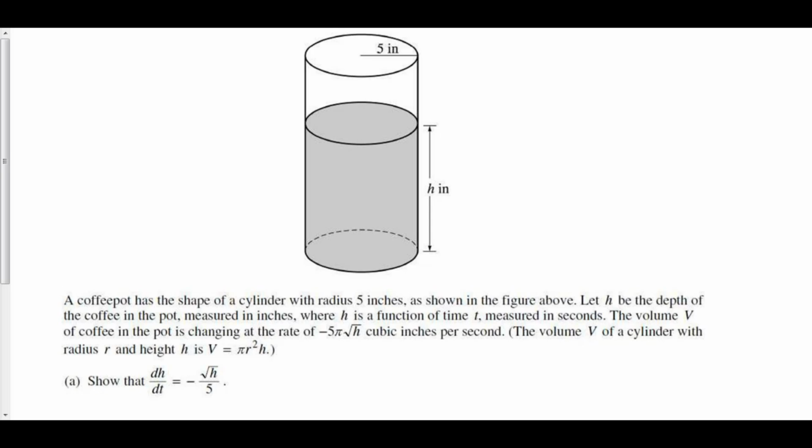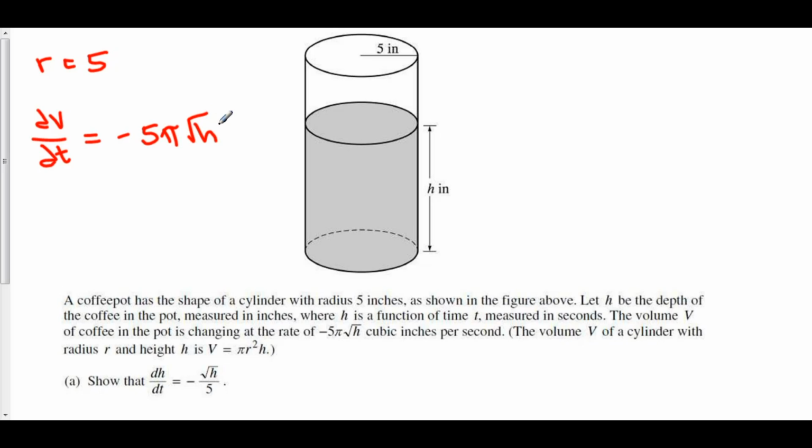Well, let's take an inventory of all the things that we have been given. We've been given the radius of our cylinder. Keep in mind that the radius of a cylinder is constant. It's the same all the way throughout the cylinder. h is the depth of coffee in the pot, measured in inches. Now the volume is changing at the rate of negative 5 pi root h. That means that the rate of change dV/dt of volume is equal to negative 5 pi root h.